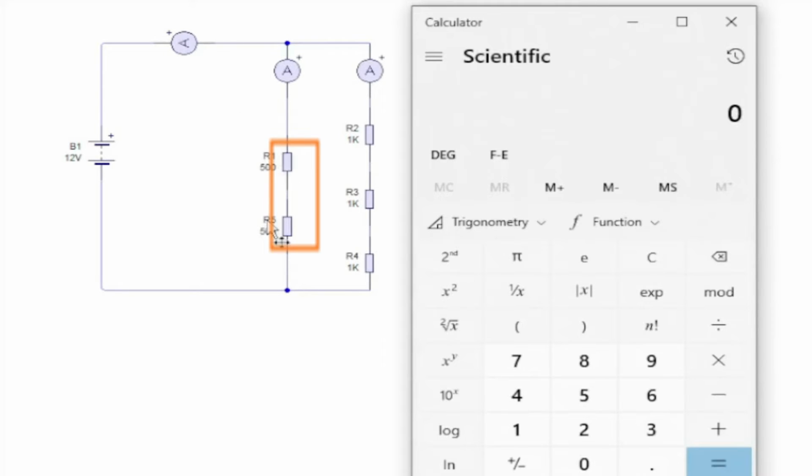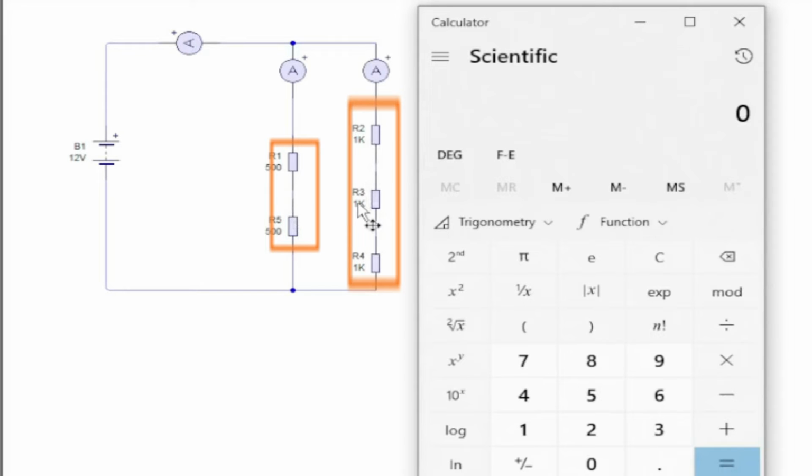So we'll have 500 and 500 ohms. That gives us one big resistor here of 1 kilo ohm. We then have a 1 kilo ohm, a 1 kilo ohm, and a 1 kilo ohm resistor. So it's 3 kilo ohms. You go 1, 2, 3. So this becomes one big resistor of 3 kilo ohms. So that's the total resistance on each line.